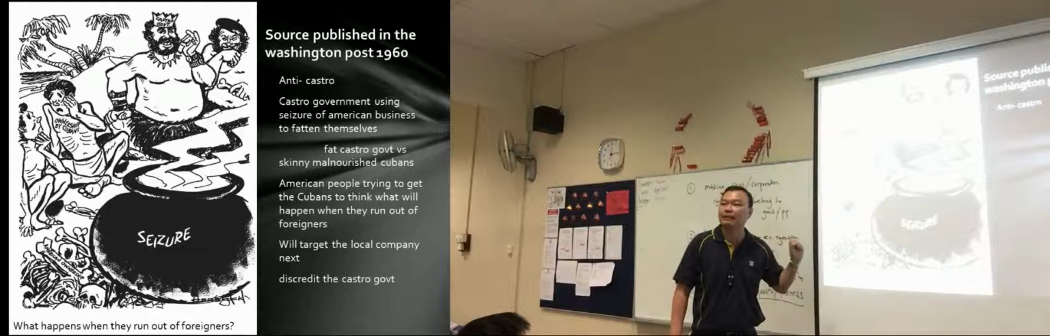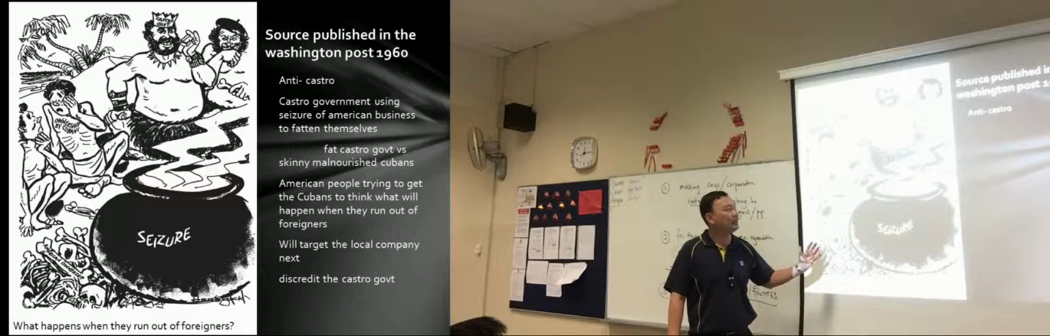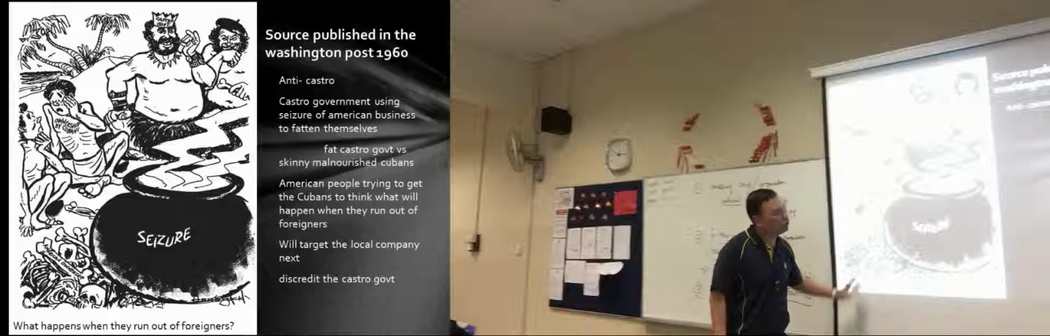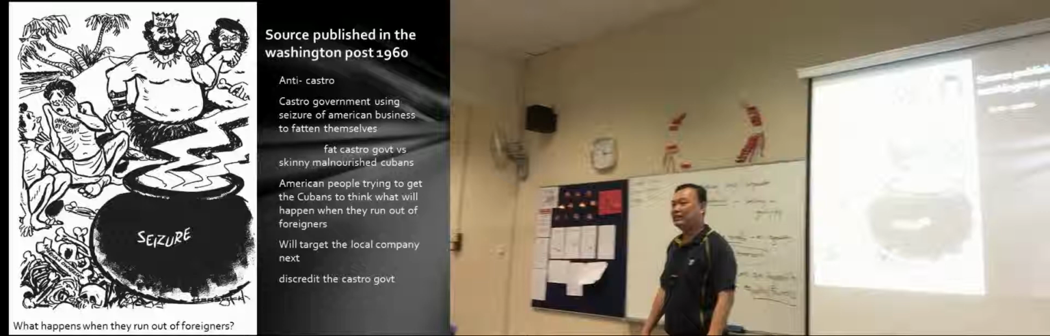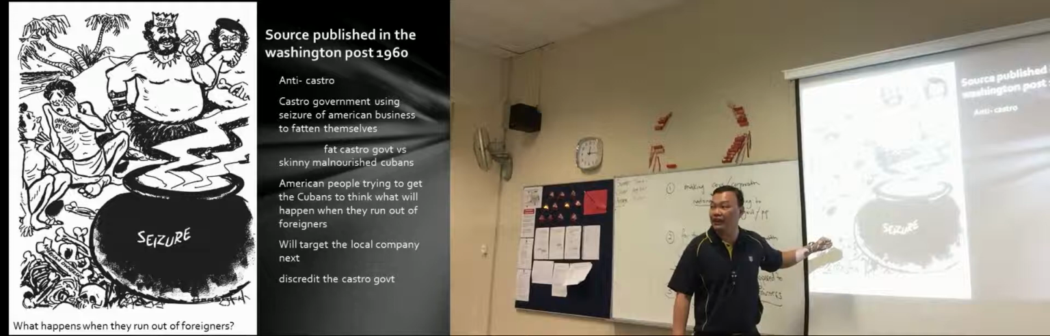Pick out an aspect of the cartoon that you see. You saw bones, right? What were they using to cook this pot of soup or whatever that they are talking about? They're using the American bones to feed who? To feed Castro, and of course the other one smiling there at the right hand corner could be one of his stooges, his henchmen. So what is he trying to say from this? What is the cartoonist trying to hit? Castro is doing what? He is taking all these things to benefit himself and his government.